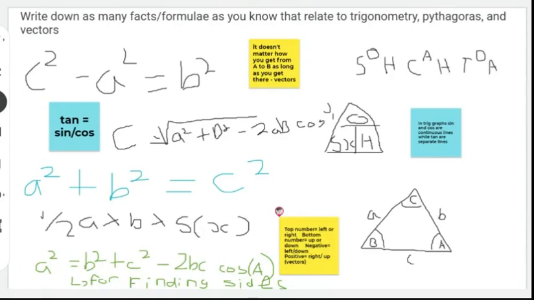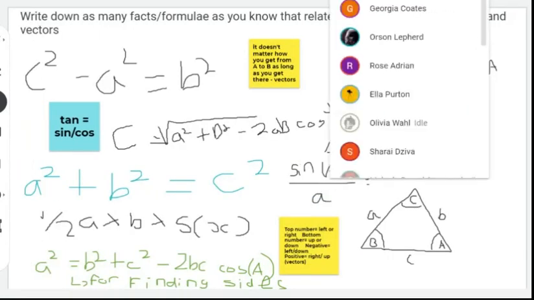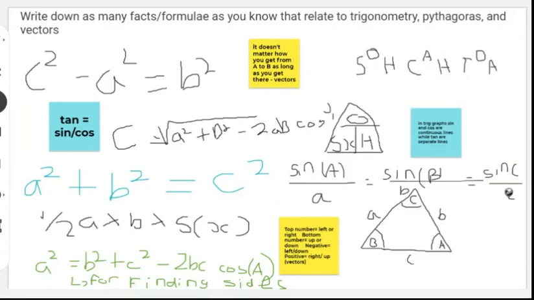And does anyone know what the sine rule is? Question mark, question mark. Yes. To the person who's writing that. Yes, sine A over a equals sine B over b equals sine C over c. Indeed, this is great.